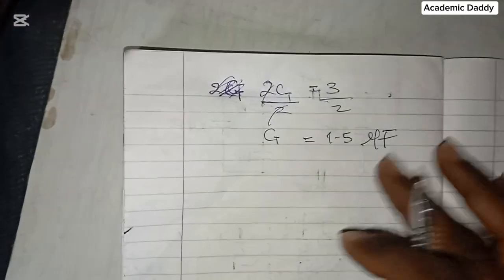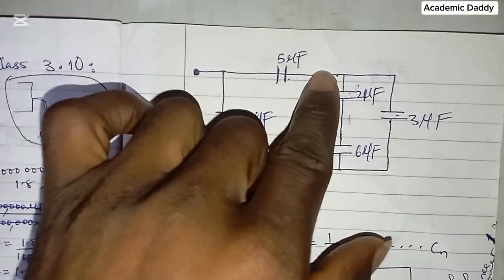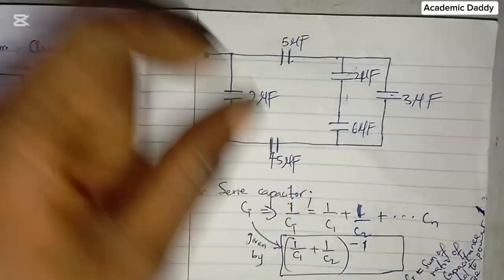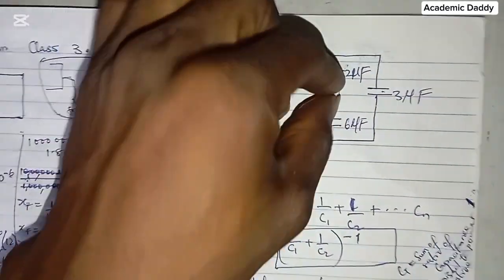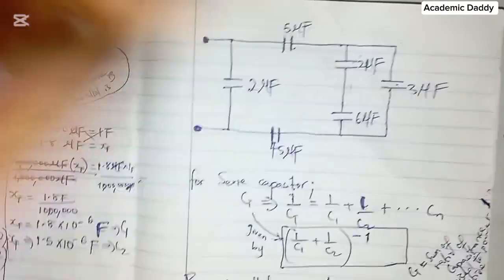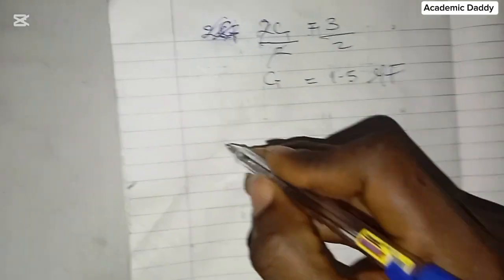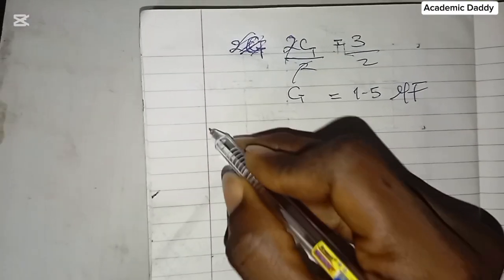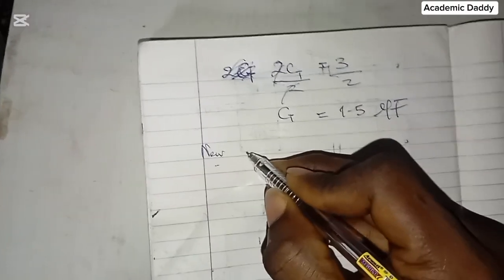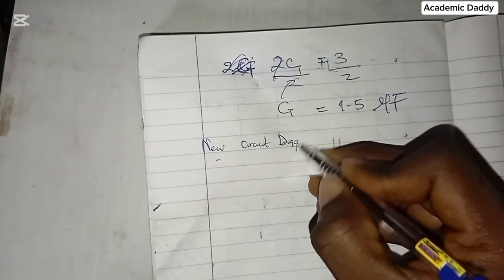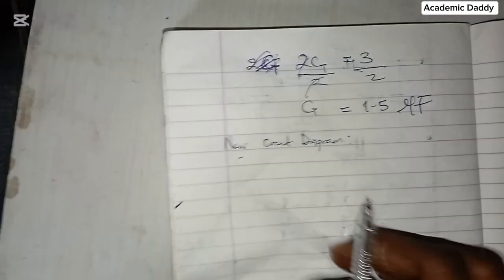So that means that now that I've gotten this 1.5 microfarad, I can go back and redraw this. And notice that as I'm redrawing this, this is in parallel with this. These two are in parallel. So let me redraw. So now the new circuit diagram will be like this.